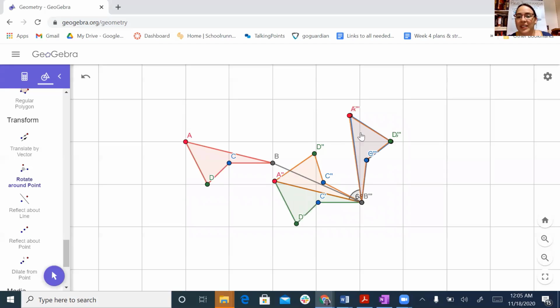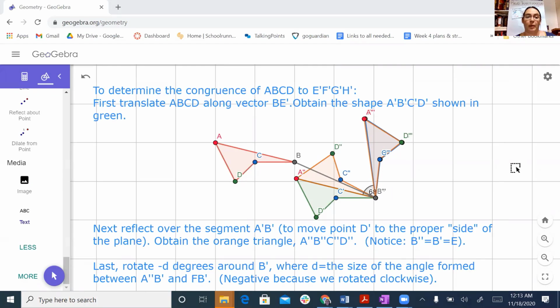And lo and behold, yeah, there was a little bit of precision error there, but that moved the two on top of each other. So I can see that whatever the angle measure size is between the segment of the point I want to land on and the segment of the point I'm currently at, that angle measure tells me how far to rotate.